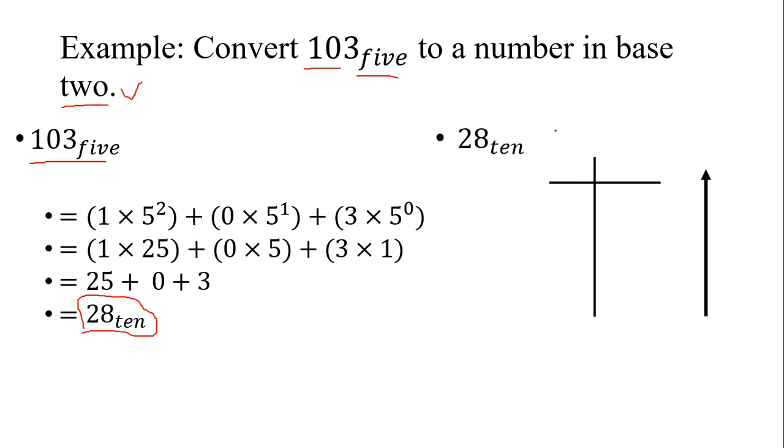2 goes in 28, that is 14 remainder 0. And 2 goes in 14, that is 7 remainder 0.